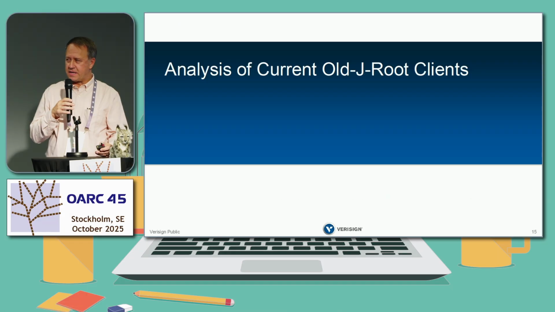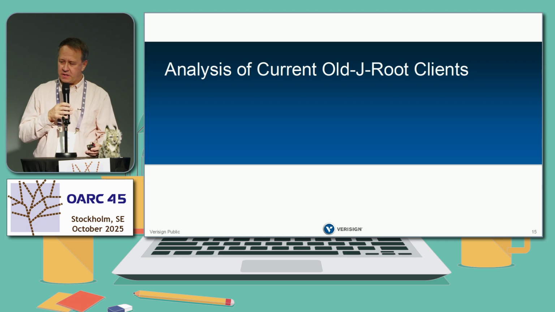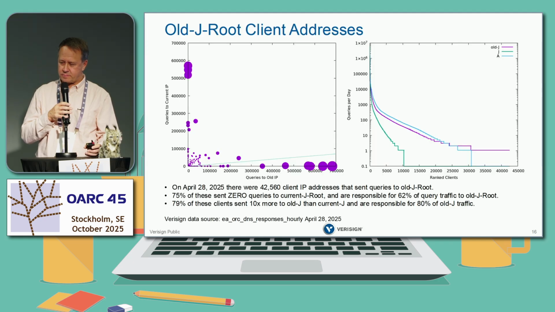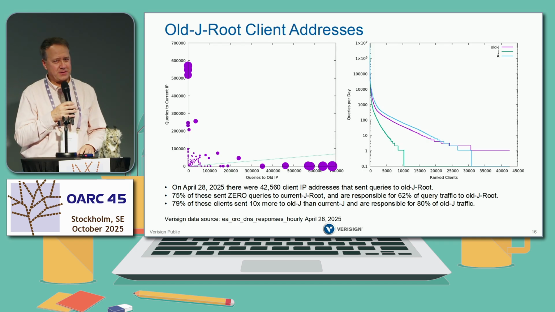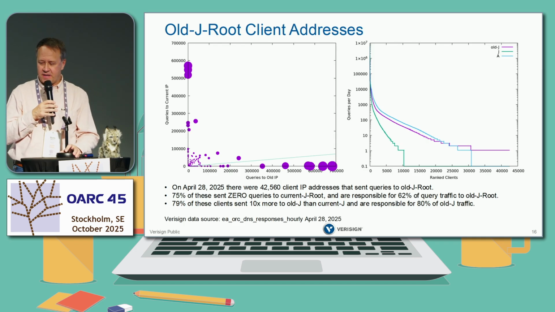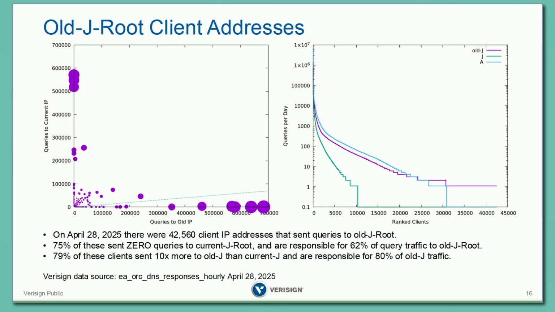Okay, so in addition to that, I wanted to do a simple analysis of client IP addresses that are sending queries to the old JRoot address. And that's what these graphs are designed to convince you. I'm not sure they achieve that exactly, but on April 28th, when this work was done, there were 42,500 IP addresses that were querying the old JRoot address.